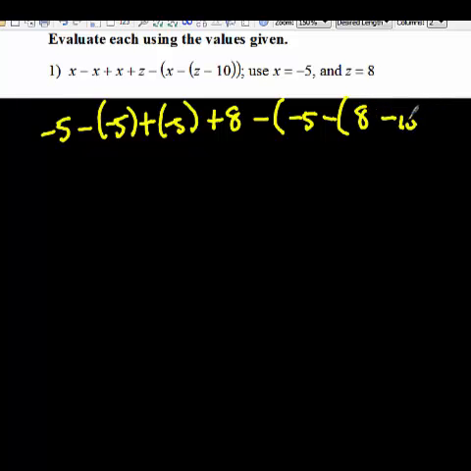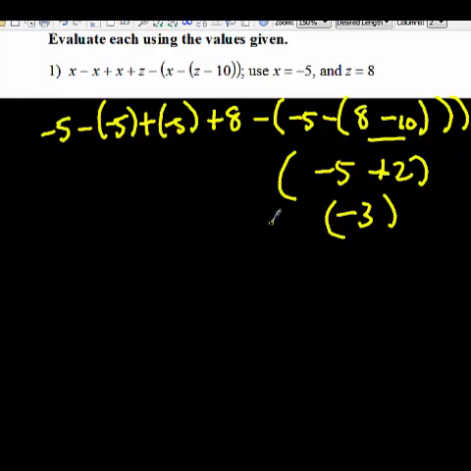And we're going to work from inside the parentheses out, so we're going to do that part first. So 8 minus 10 would be -2, and then work from here. So -5 minus -2 would be the same thing as -5 plus 2, and that gives me -3 in that case. And now I've got 8 minus that, so that's the same thing as plus, so now that becomes 11.